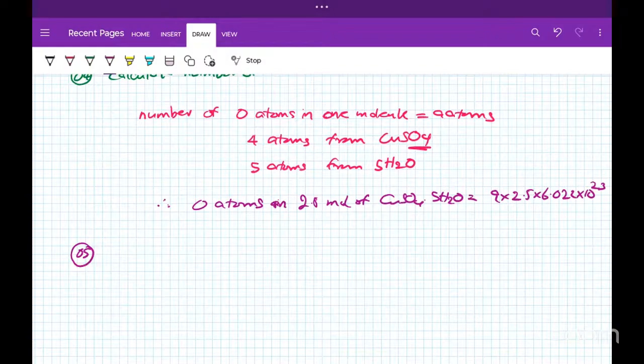Calculate number of moles of sodium chloride when 6.022 into 10 to the power 20 NaCl atoms are considered.